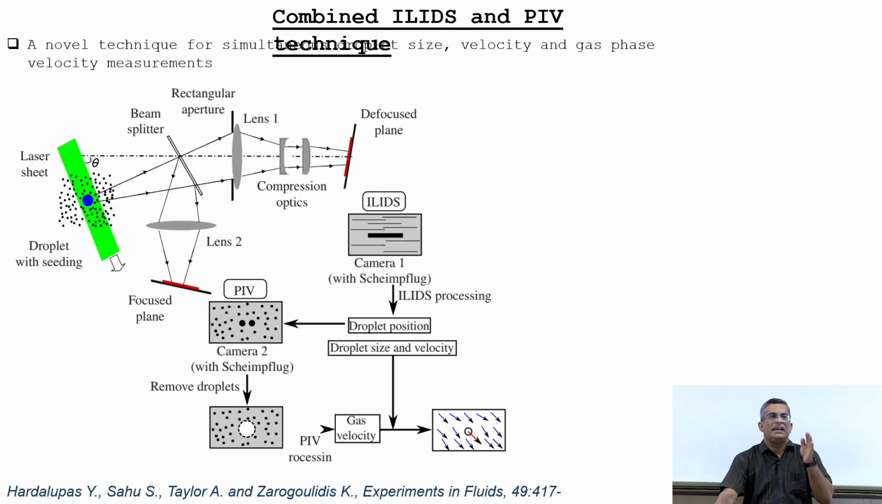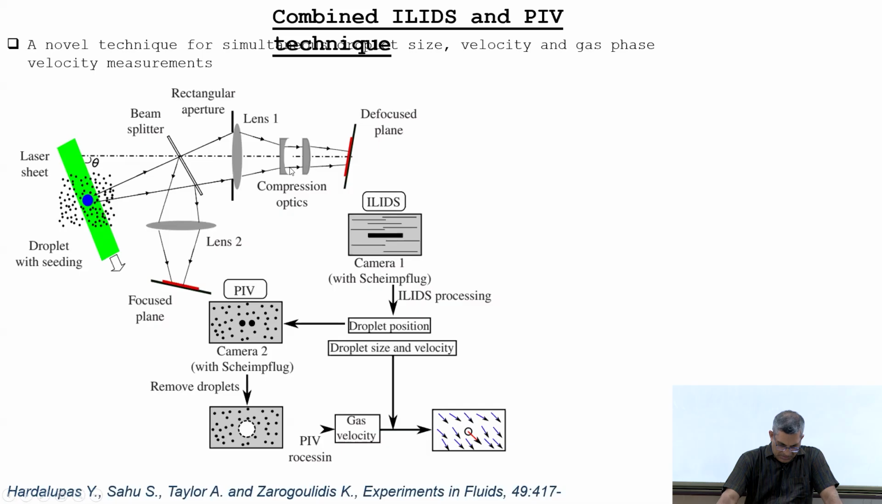That is, at the same time, if we want to measure the carrier phase velocity, how can we do that? We can do that by combining ILIDS with PIV, because both are planar techniques. So it is possible to combine. In this case, let's say we are measuring a spray, and we also want to measure the gas velocity around individual droplets. So in that case, we introduce some tracer particles. Here, for example, you see you have some tracer particles around this droplet.